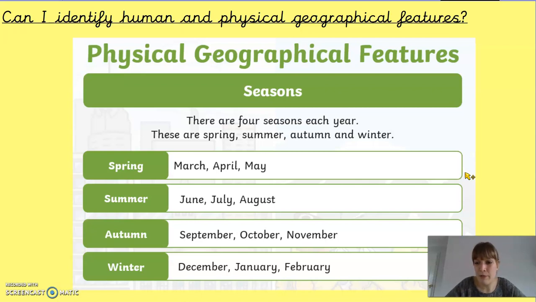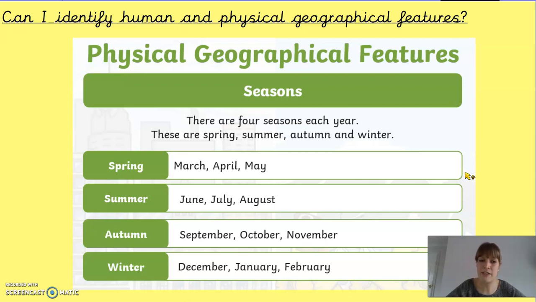So just remember, human features are something that is made by humans, and physical features are something that is formed by itself and naturally. It would still be here even if humans weren't. So having completed these 2 activities, there will be a worksheet on our home learning page, which you can print out, cut out all the pictures and stick them into the correct places.